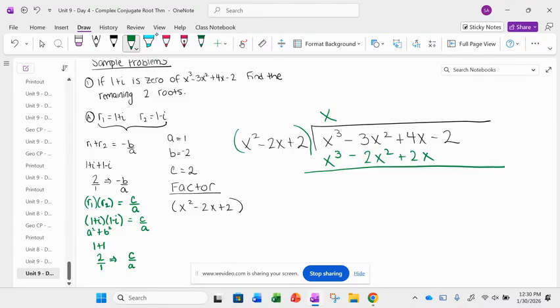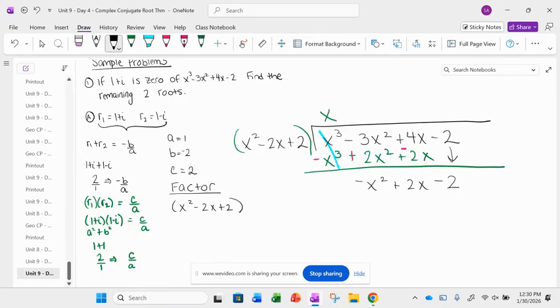Now we're going to subtract. But remember, because I'm subtracting that whole quantity, what do I have to do to all the signs? Change them. I have to distribute in the negative. So that becomes a negative x cubed, a positive 2x squared, and a negative 2x. So the x cubes cancel. I'm now left with a negative x squared plus 2x, and then I'm going to bring down that minus 2.